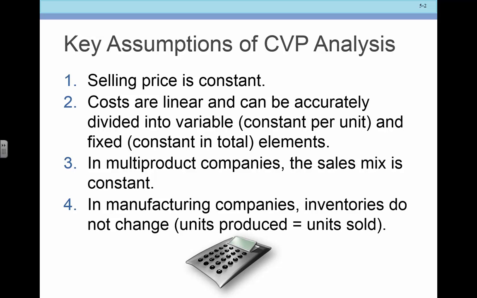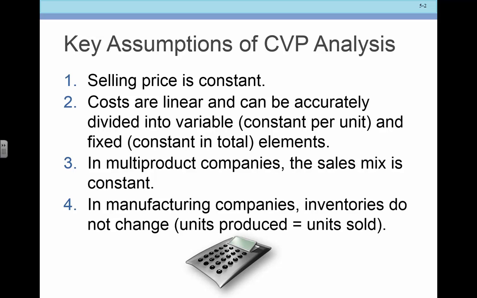Another assumption is that in a multi-product company, in other words, I sell more than one product line, which describes pretty much everybody, my sales mix remains constant. What is a sales mix? If I manufacture golf discs, I sell 3 drivers to 2 putters to 1 mid-range disc. That's my mix, 3 to 2 to 1, my ratio. You have to assume that's remaining stable before you can conduct this analysis. Again, not necessarily true, but we have to start from some basis, and these are our rules.